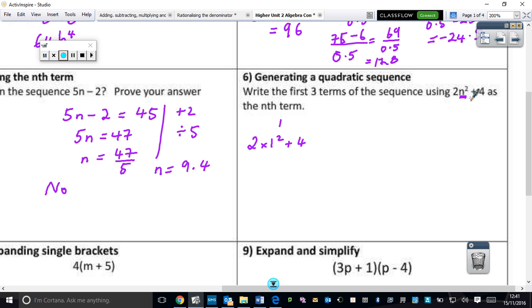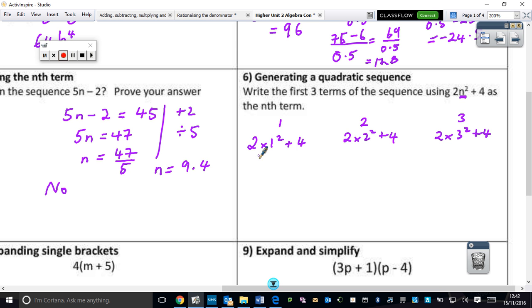But keep writing it out. Okay? But I want to find the second one. 2 times 2 squared add 4. I want to find the third one. 2 times 3 squared add 4. So you change the n to the number after. So if they said find the 60th term, 2 times 60 squared add 4. Okay, that's what we're using for.